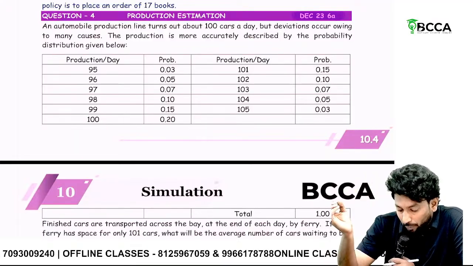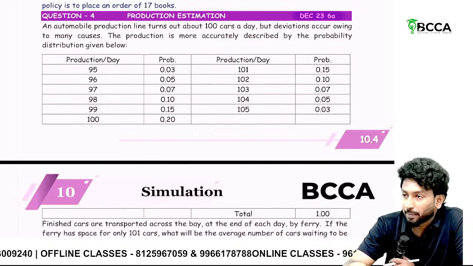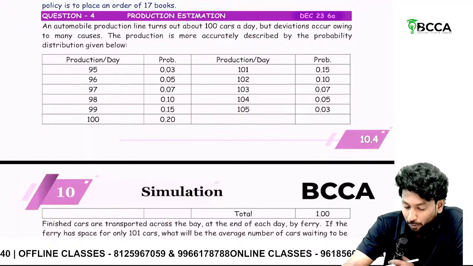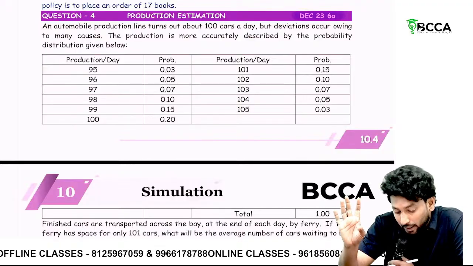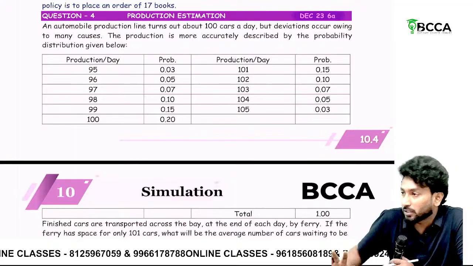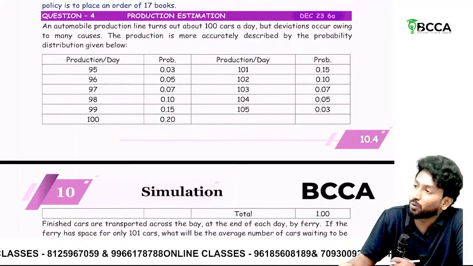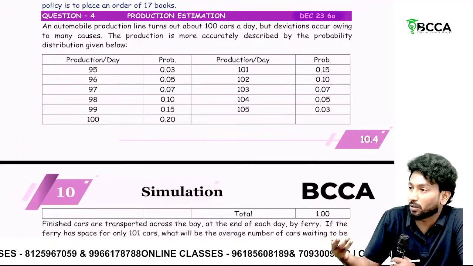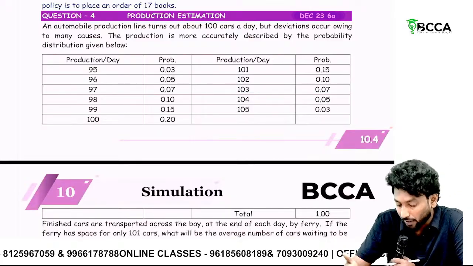An automobile production line turns out about 100 cars a day. That means an automobile production line produces 100 cars per day. But deviations occur owing to many causes, different reasons. They may not produce exactly 100 cars. Sometimes more than 100 can be produced, sometimes less than 100. 101, 102, 98, 97, 99 also they will produce due to different reasons.